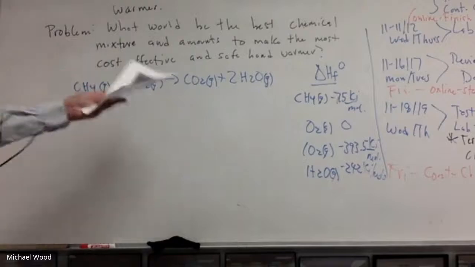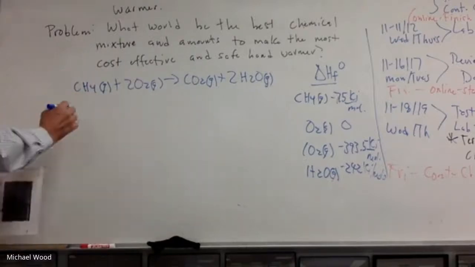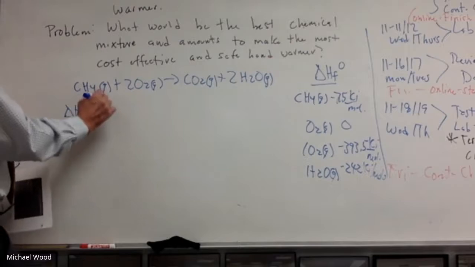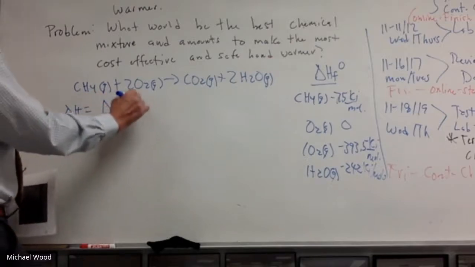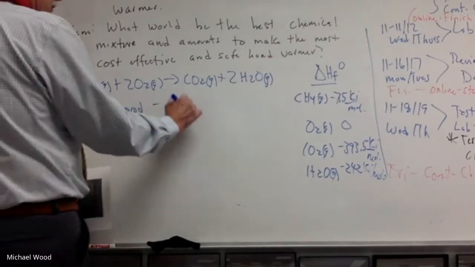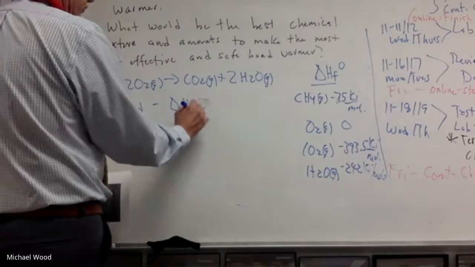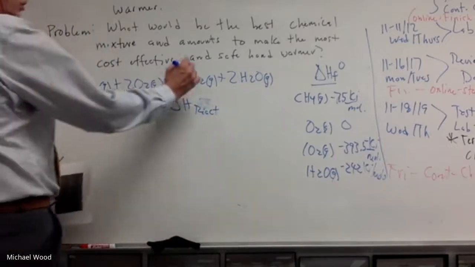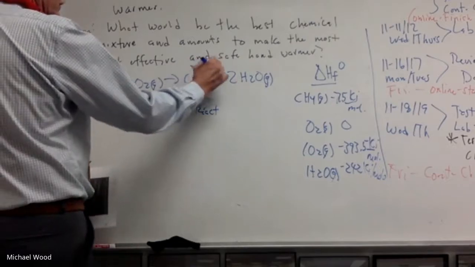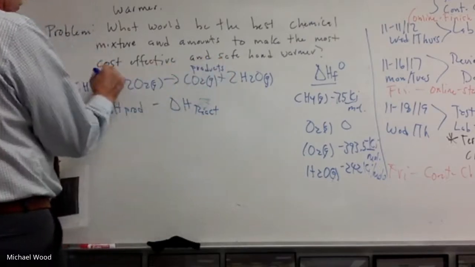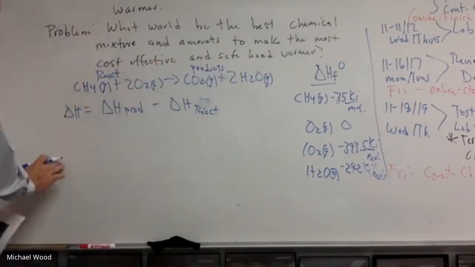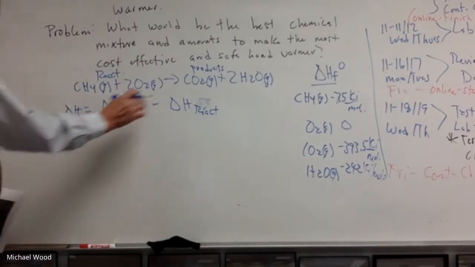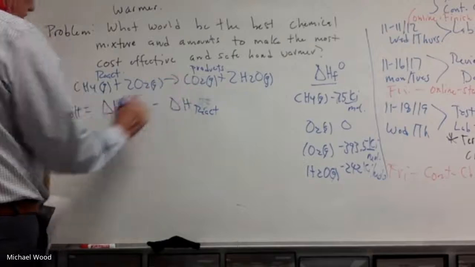If I'm given the table values, what I'm going to use is this. I want to solve for the delta H. I'm going to do the delta H of the products minus the delta H of the reactants. Products minus reactants. Remember, the products are here, reactants are here. Watch how the units work. For the products, I've got CO2 and I've got 1 mole.